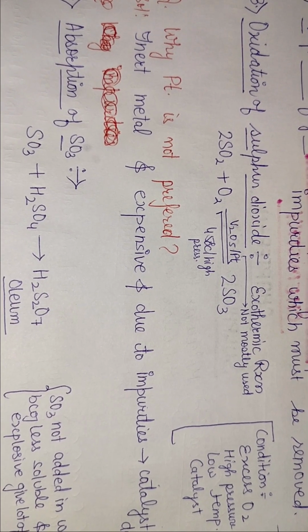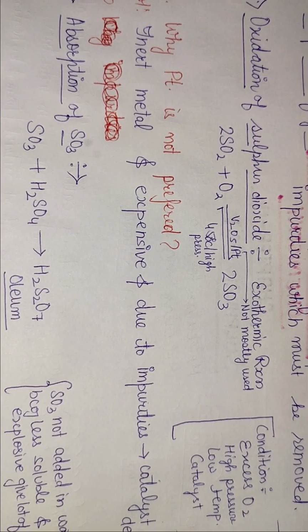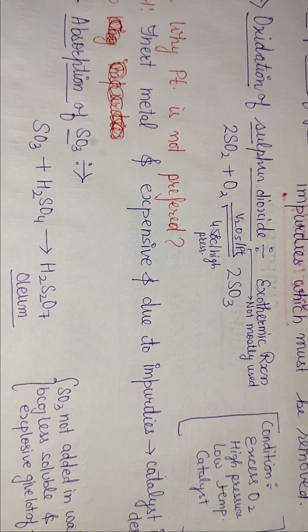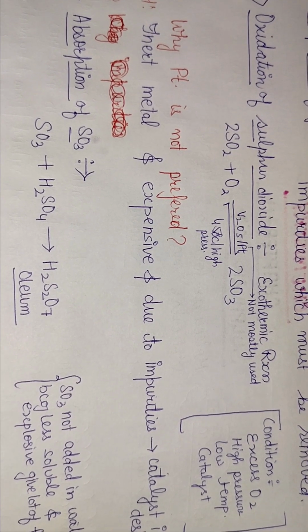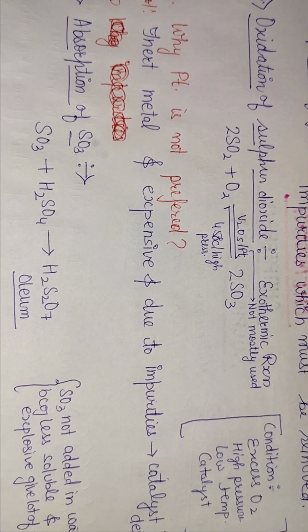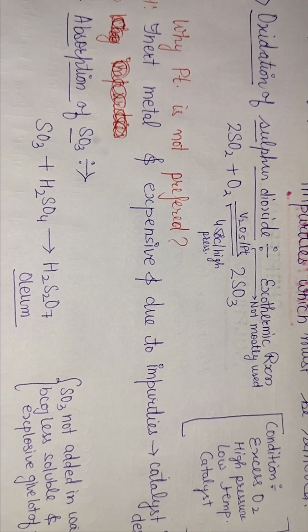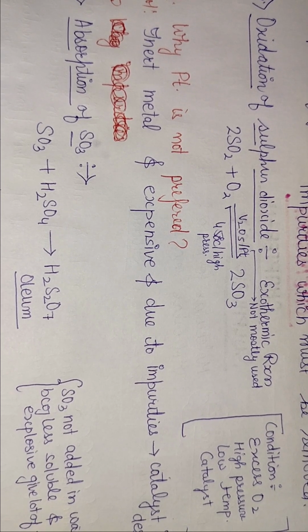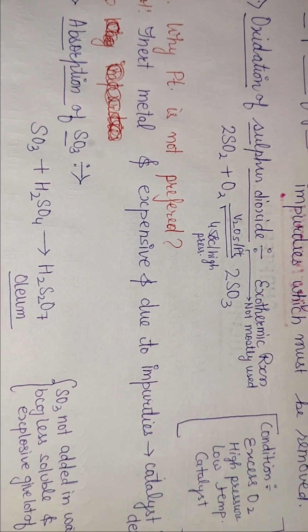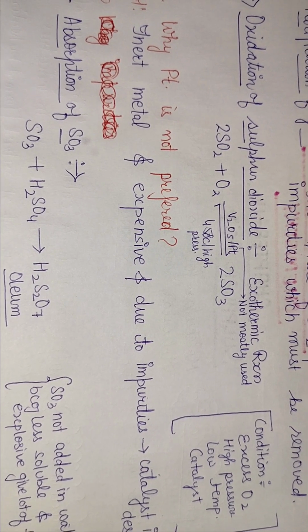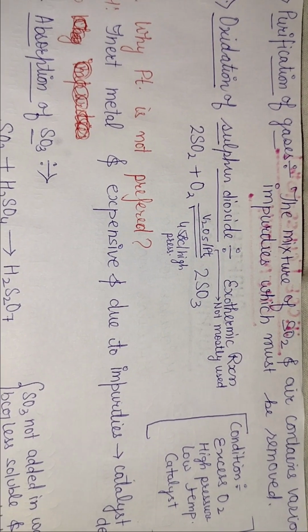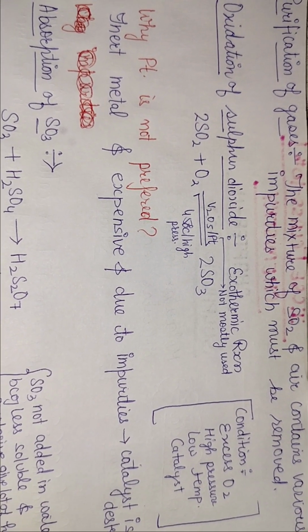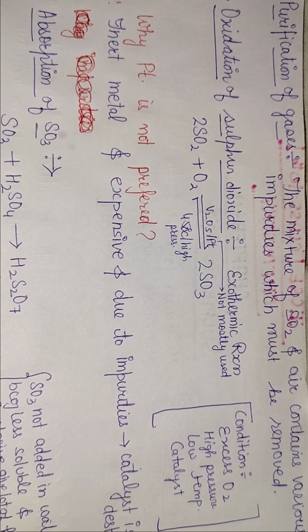Sulfur dioxide is oxidized and it will form sulfur trioxide, but there are many conditions for this reaction to proceed. Because this reaction is exothermic, we are providing a low temperature, that is 450 degrees Celsius. And a catalyst is used, that is V2O5, or platinum, but platinum is not mostly used and the reason is it is an inert metal, expensive, and as we said there are many impurities present, so the catalyst is destroyed. That's why platinum is not mostly preferred.